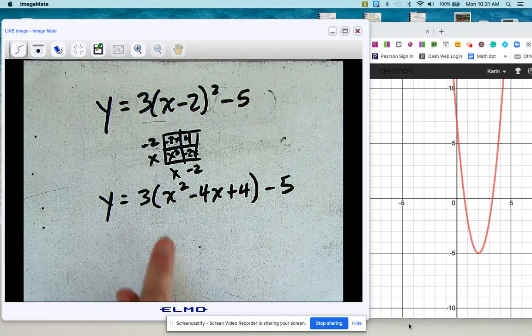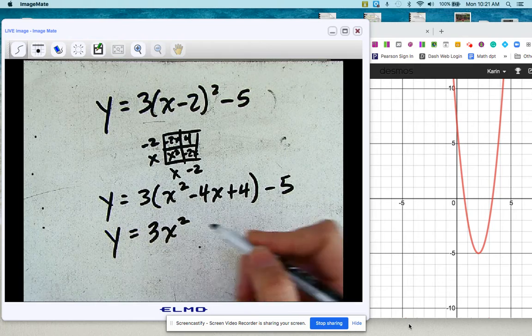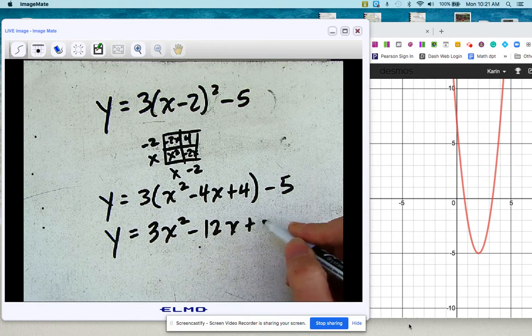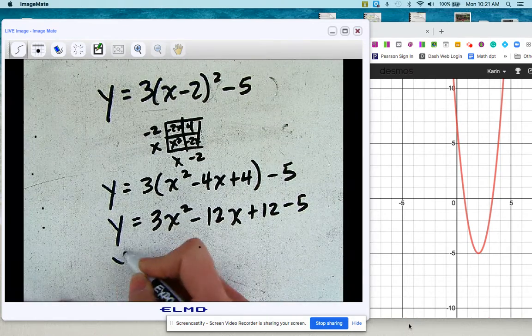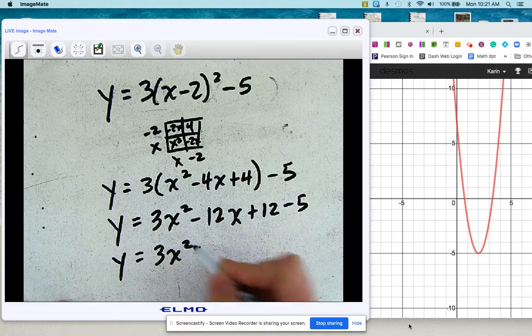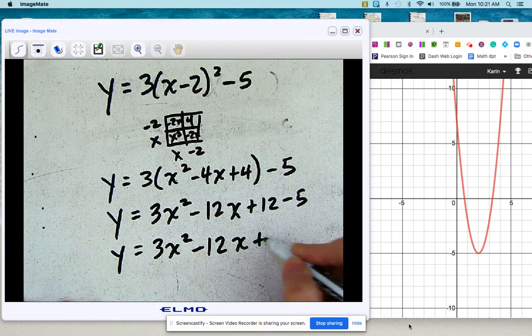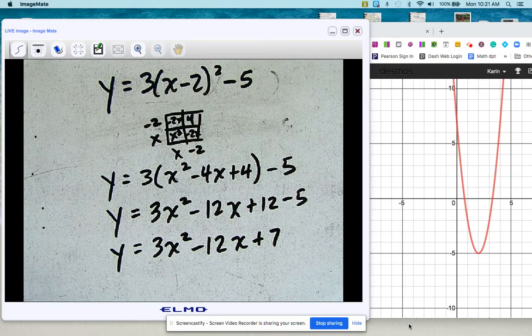Then I'm going to distribute the 3. So y equals 3x squared minus 12x plus 12 minus 5. Then I'm going to keep simplifying. This is y equals 3x squared minus 12x plus 7. So if we're going to convert this first one from this form to standard form to show that it is a quadratic, just another format, that's how we could do that.